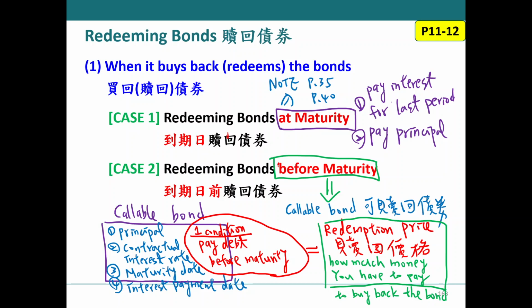Okay. So what do you think? What kind of situation would you want to do that? Pay the debt before maturity date. For you, why would you want to pay the debt before maturity date? Simple case is what?